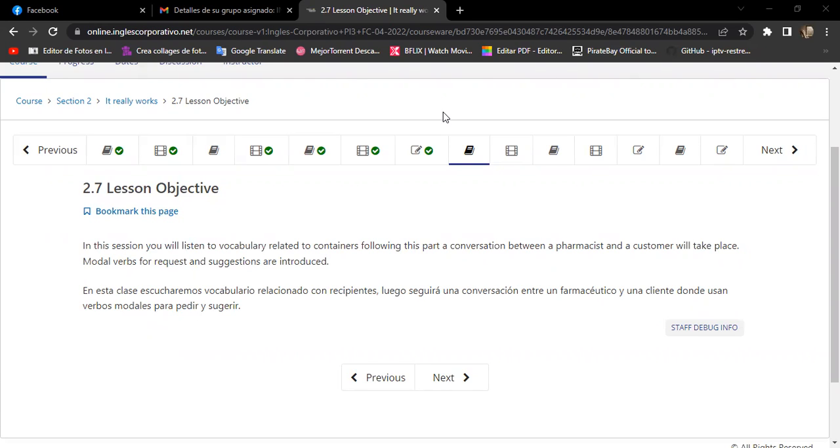Okay, we will see this, okay? So, eso es un phrasal verb. Remember, a verb and a preposition. Call off, pick up, turn on. Okay, this is what we're going to do today.